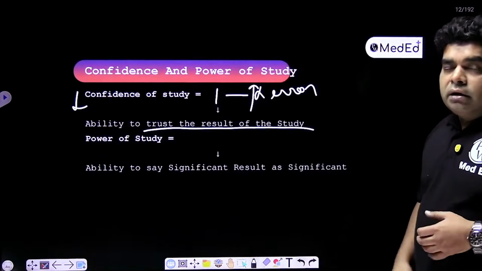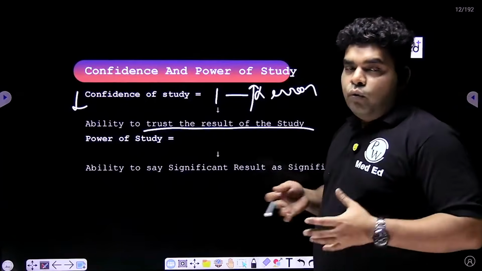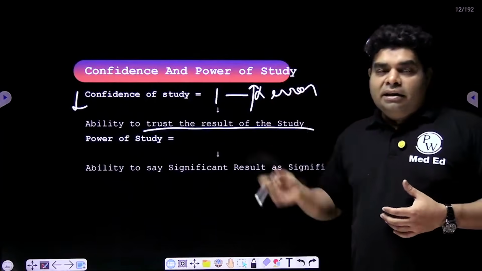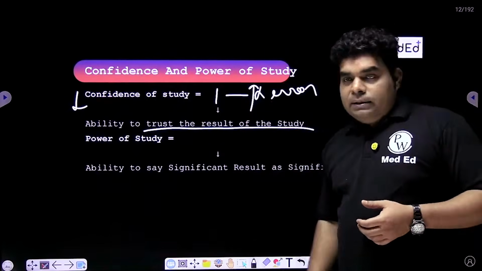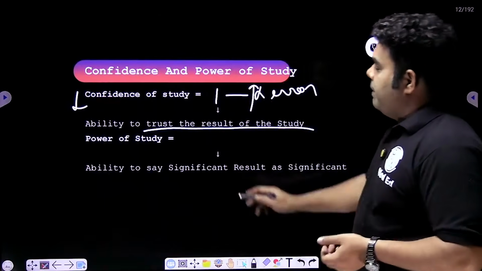Like, can you have trust in the coronary trial? No. Why? Because the alpha error was too high. So the confidence will be less. And then power of study is 1 minus beta error.